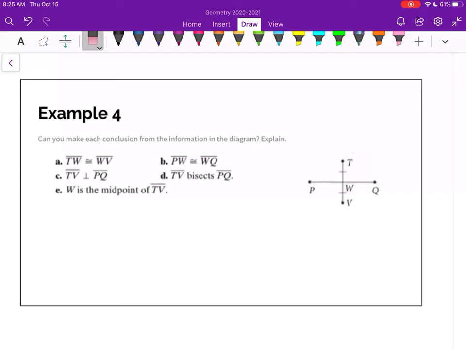Example 4, can you make each conclusion from the information in the diagram? Explain. So the first one is segment TW congruent to VW. So TW congruent to VW, yes. Okay, it's marked. Segment PW is congruent to QW. The answer is no, not marked.